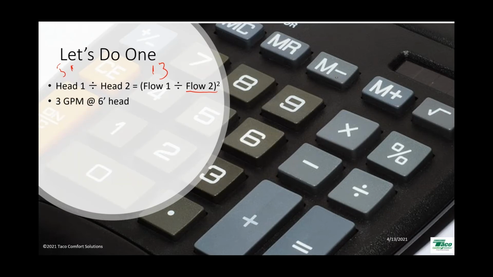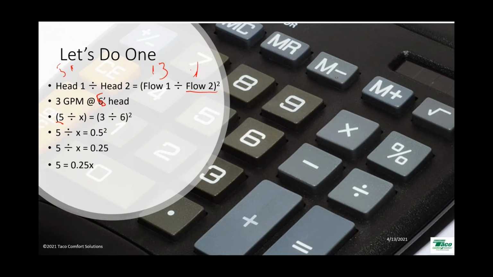So let's take a look. 3 gallons a minute at 5 feet of head is what we had determined. Okay. So head 1, 5 feet, divided by X, because that's what we're trying to find, head 2, equals 3 gallons a minute divided by 6 gallons a minute, because I want to figure out what the head is at 6 gallons a minute, squared. So 5 divided by X equals 3 divided by 6 squared. All right, let's just continue to math that out. 3 divided by 6 is 0.5, right? So 5 divided by X equals 0.5 squared. Math that out. 5 divided by X equals 0.25.